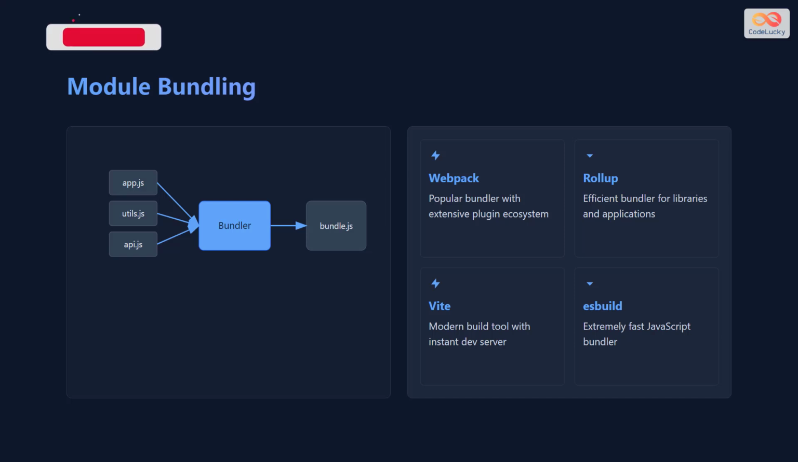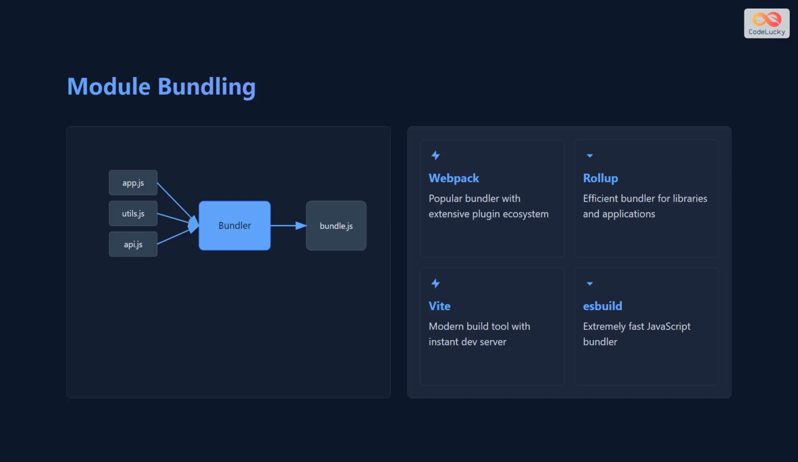Module bundlers combine multiple JavaScript files into a single bundle, optimizing them for production. The diagram here shows multiple input JavaScript files such as app.js, utils.js, and api.js that are being fed into the bundler, and a single output file named bundle.js is generated.